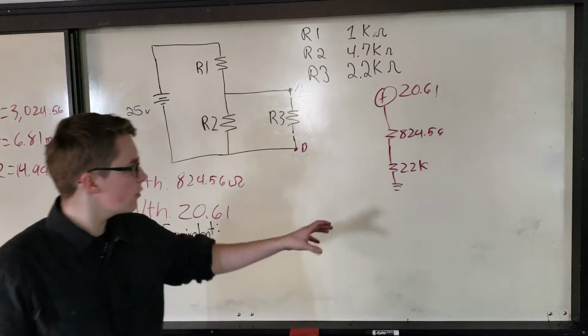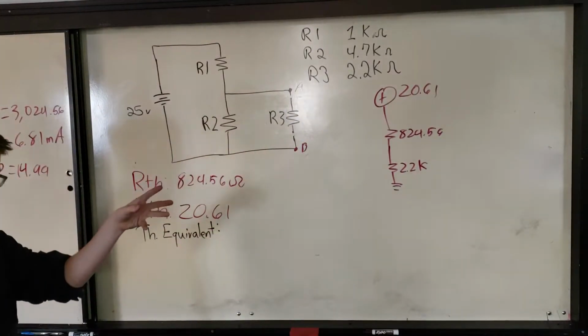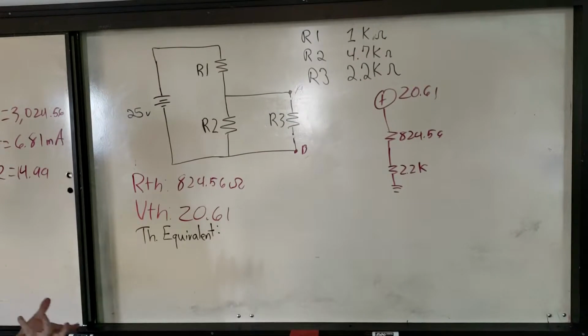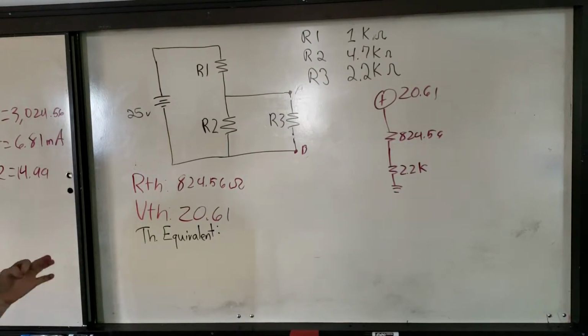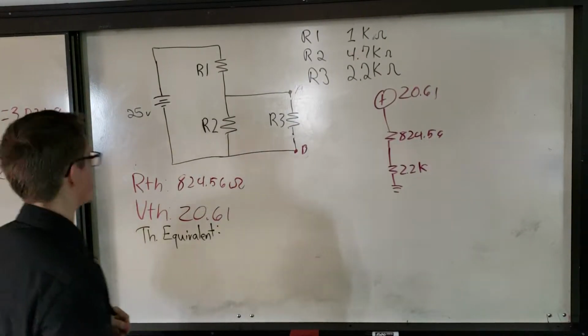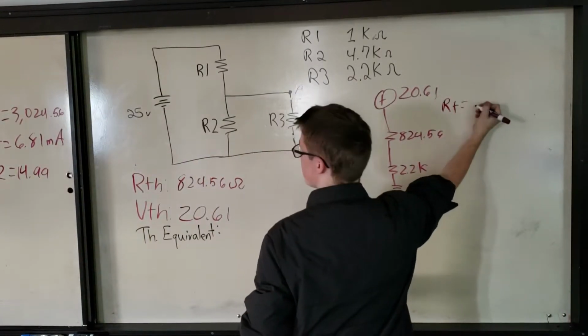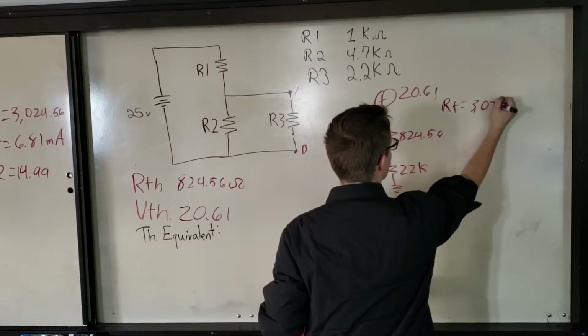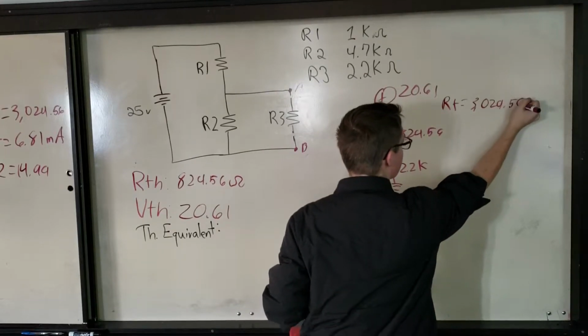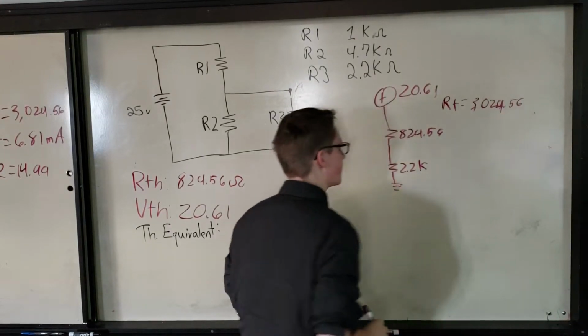So now you're going to solve this circuit like any other, but this time I'm going to give you the values to make sure that you are doing it correctly. So when you add up those two resistors, you're going to get a resistance total of 3,024.56.